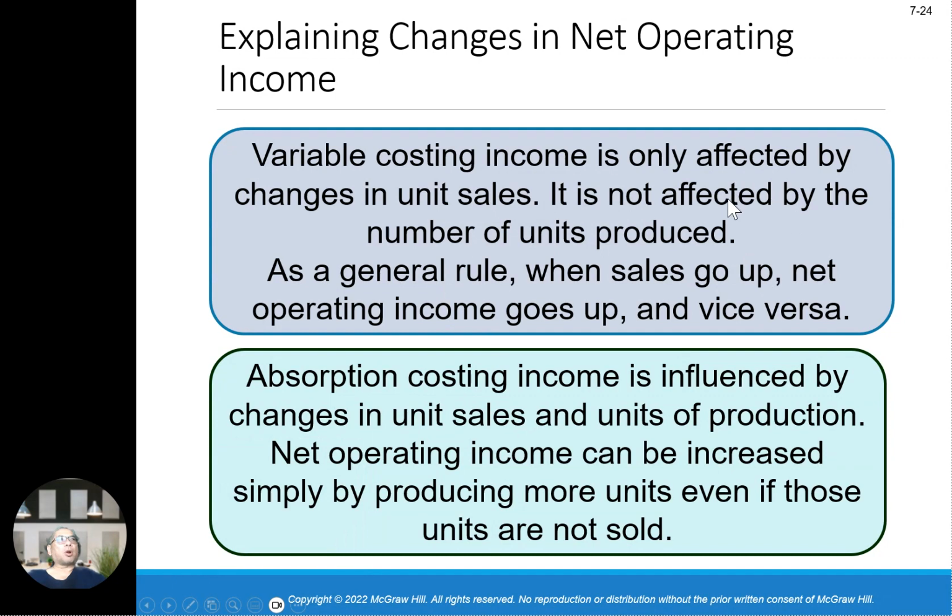So what is variable costing? It's only affected by changes in unit sales. It is not affected by the number of units produced, okay? As a rule, when sales go up, net operating income goes up, and vice versa, going down, going down. Absorption costing, however, is influenced by changes in unit sales and unit production. Net operating income can be increased simply by producing more units, even if those units are not sold.